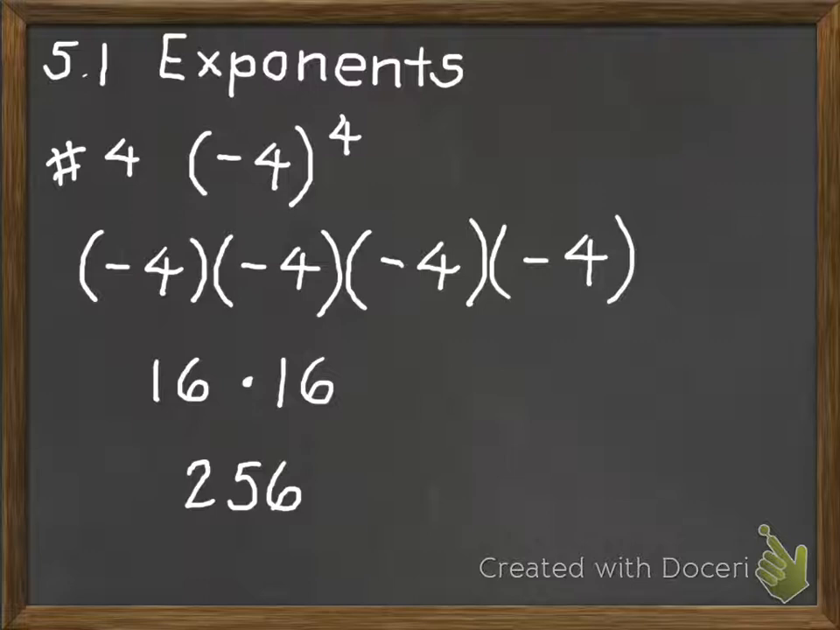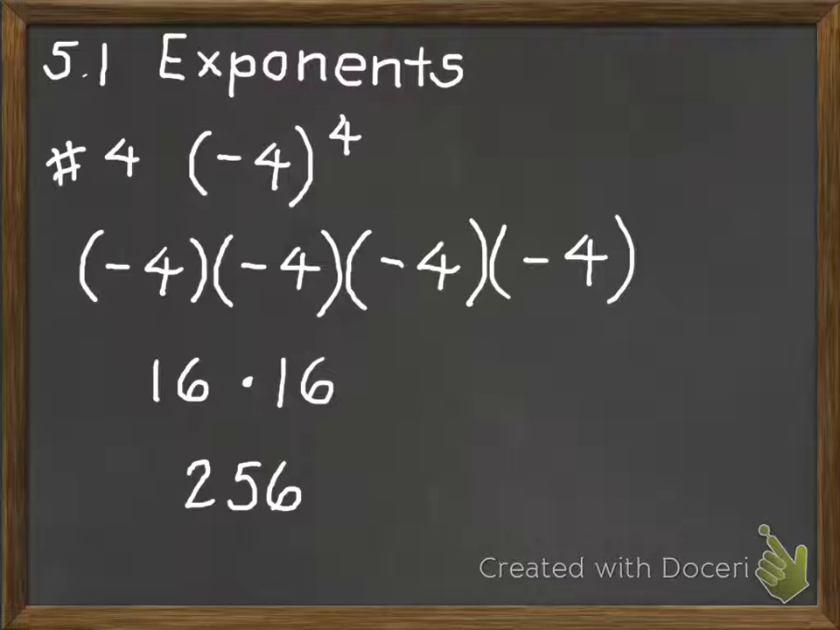Evaluate (-4) to the power of 4. The parentheses here indicate that minus 4 is the base, so the minus is part of the base. And we have an even exponent, and that should tell you that our result is going to be positive.